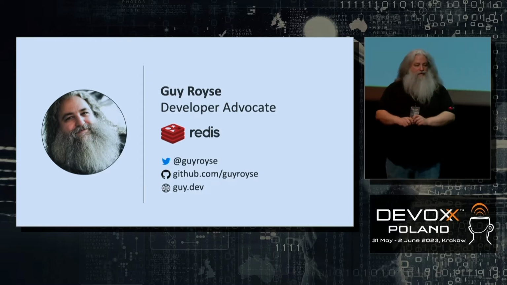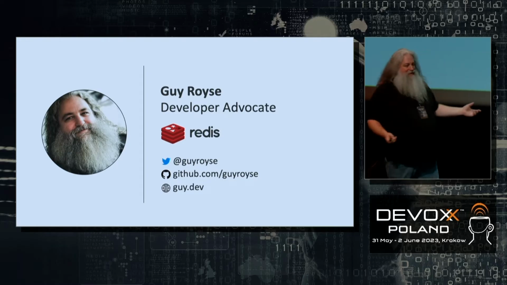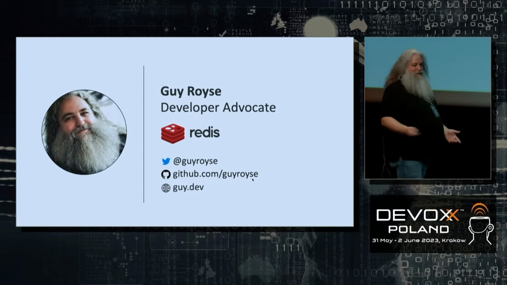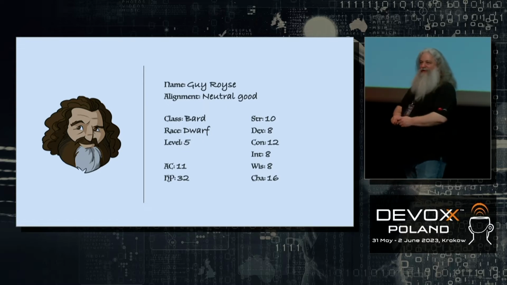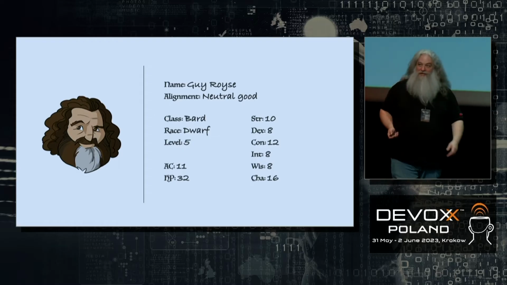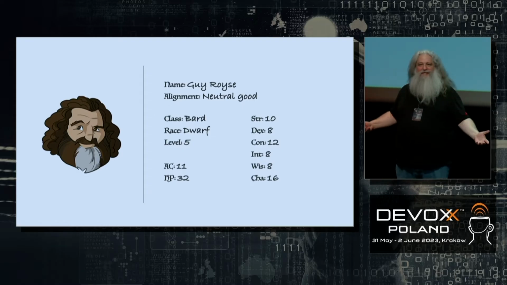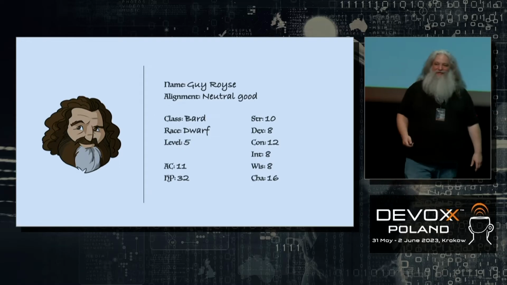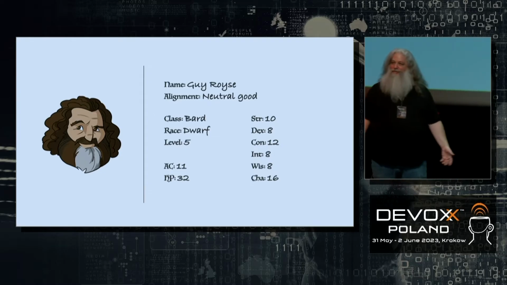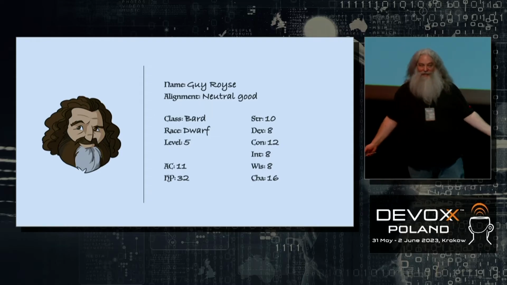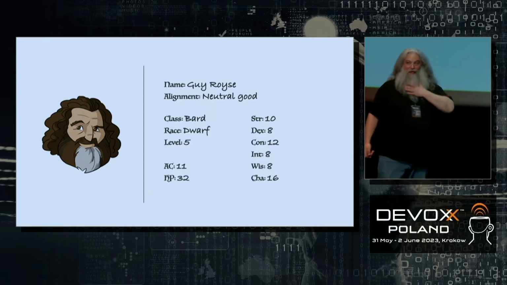I'm a developer advocate at Redis, but I'm also, as you might have guessed, a player of Dungeons & Dragons. And so I thought it might be worthwhile to share my character sheet. And so you see here that I'm neutral good. I thought that was a reasonable alignment. I think that's probably most people, honestly. The closest thing I could find to developer advocate in the player's handbook was bard, so I guess I'm a bard. And I'm clearly a dwarf.